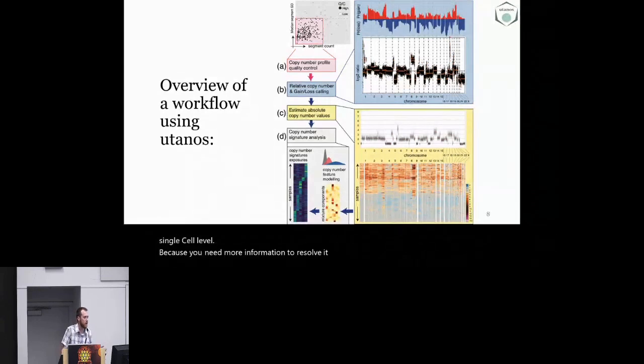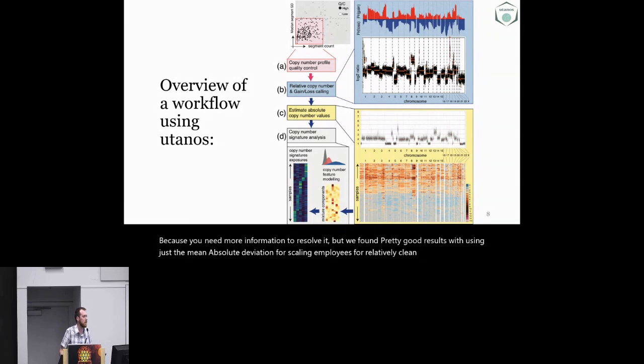But we found pretty good results with using just the mean absolute deviation for scaling ploidies for relatively clean samples. I think we did a test with FISH, and for 17 out of 18 samples, the ploidy was scaled accurately. So it was pretty close.